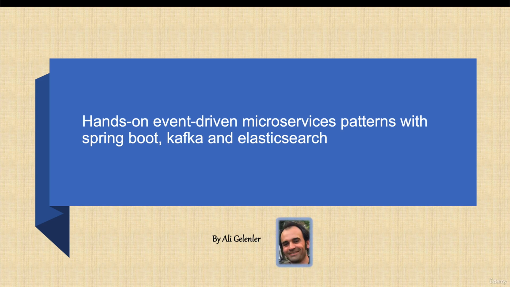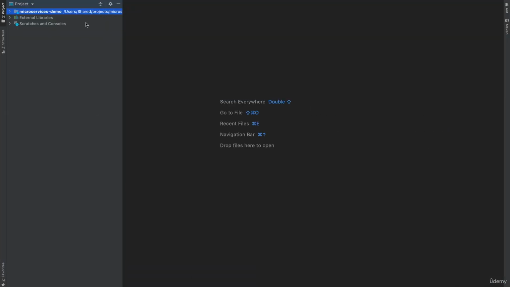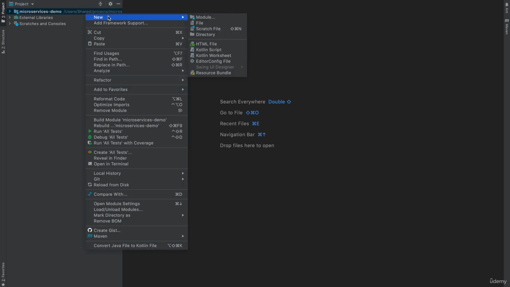Hi everyone, welcome back. In this lecture, you will create the Docker Compose files to create and run a Kafka cluster in your local Docker environment. To start adding Kafka to the system, let's first add a Docker Compose folder and then add the required Docker Compose files to create the Kafka cluster using Docker locally.